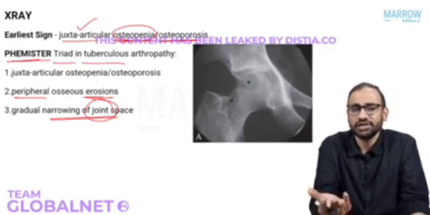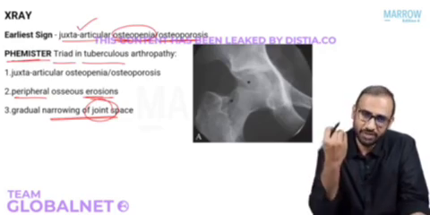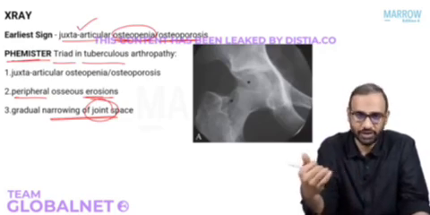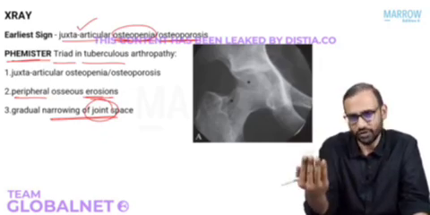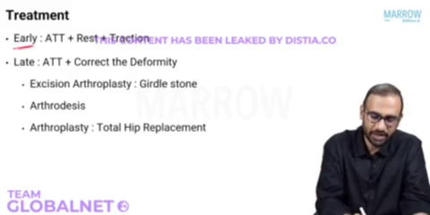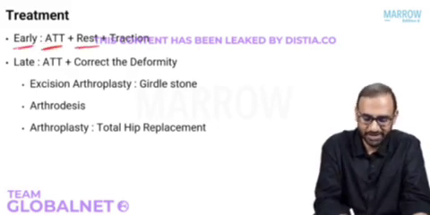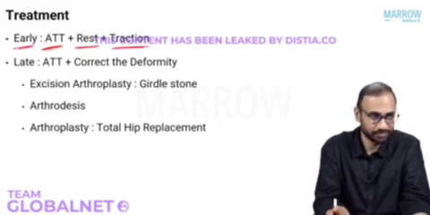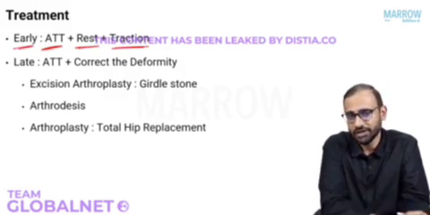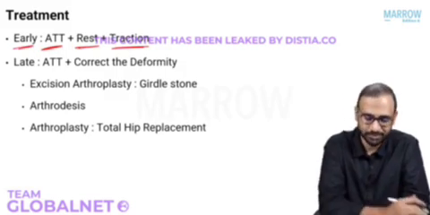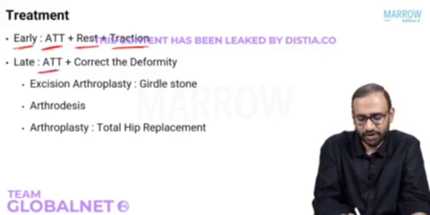Just like any TB anywhere, start anti-tubercular treatment, give the patient rest, and keep the limb in traction so that the head doesn't get destroyed. If the patient is recovering, great. If not, you can go for surgical decompression. So early anti-tubercular treatment, rest and traction will do the job. If the patient is not recovering, then you will have to go for decompression and remove the contents of the hip. Later, anti-tubercular treatment, curettage and correct the deformity.